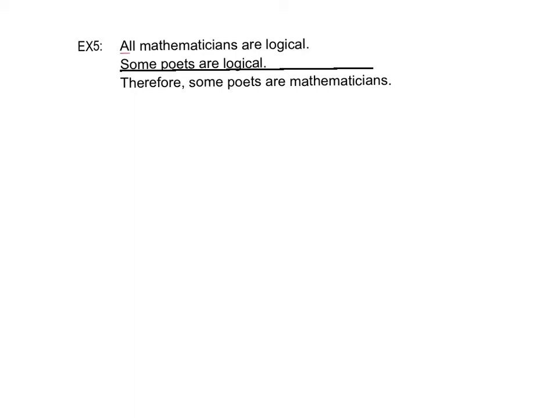Example 5, we have all mathematicians are logical, and then we have some poets are logical. So let's look at the set of mathematicians, and I'll just write math, inside the set of logical. So that says all mathematicians are logical, some poets are logical. So since some poets are logical, the only requirement is that poets overlap logical.